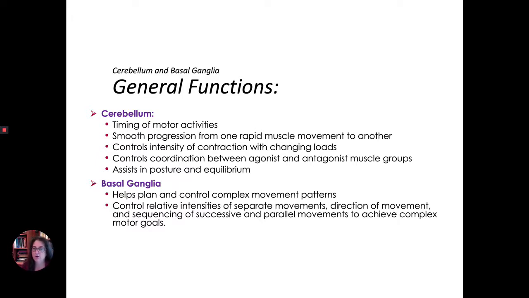Also, it helps to coordinate the agonists with the antagonists. So when your biceps are contracting, what are your triceps doing? Sometimes you want them to relax completely, but sometimes if you want to hold a joint steady or still, you want to contract both of them to some extent. Some of those things are a little different than the reflexes that we've talked about earlier.